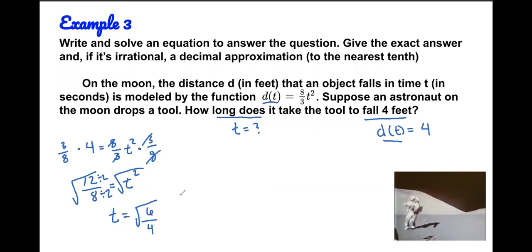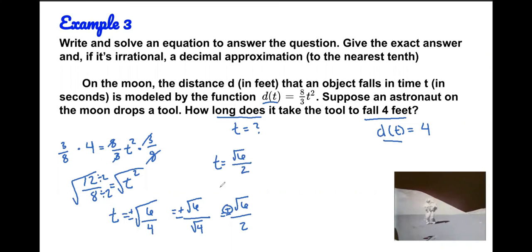All right, so let's continue to simplify. Here we have the square root of 6 over the square root of 4. Notice that this denominator, the square root of 4, is going to simplify to 2. So we have plus or minus the square root of 6 over 2. Let's continue to simplify. 6 is 2 times 3. It can't be reduced any more, so we leave it as it is. So our time here, only taking into consideration the positive value, is the square root of 6 over 2.